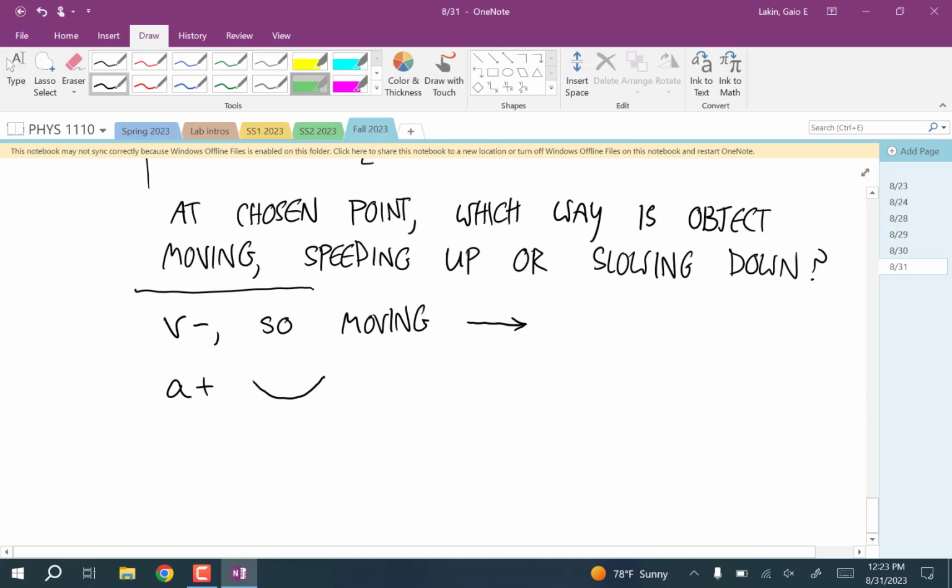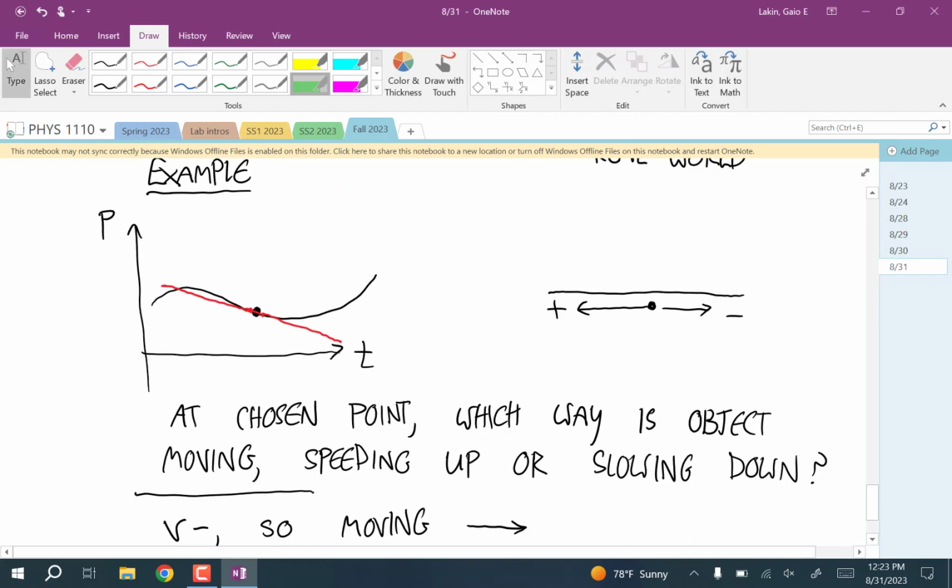And now we look at the sign of the velocity and the sign of the acceleration. They're opposite. And so since these are opposite, this object is slowing down. So what we've figured out is that in the real world, the object at this instant is moving to the right and slowing down.